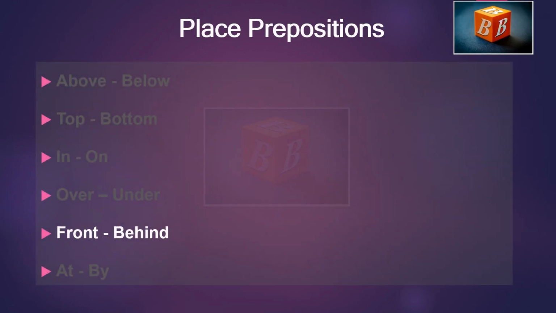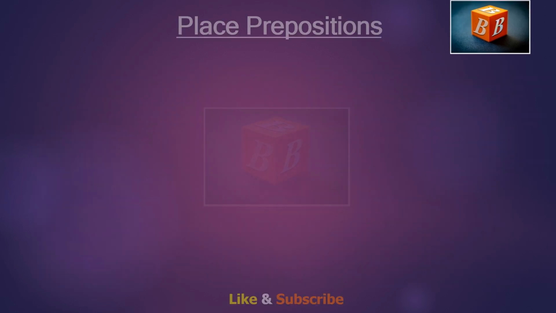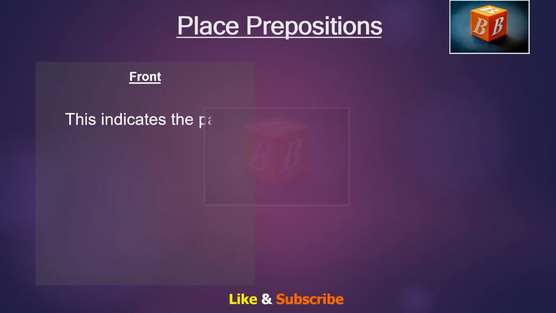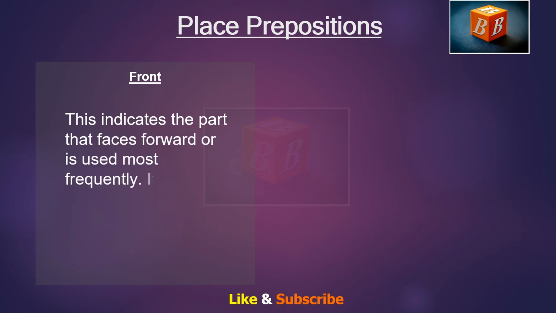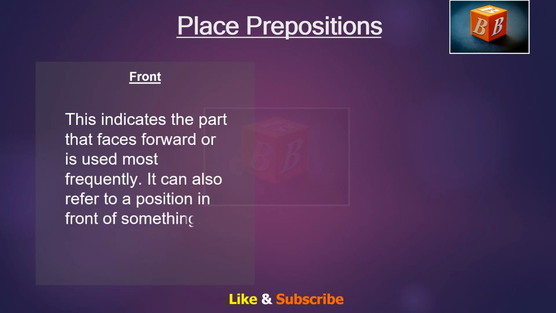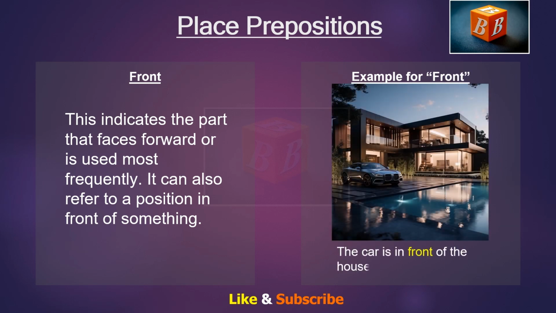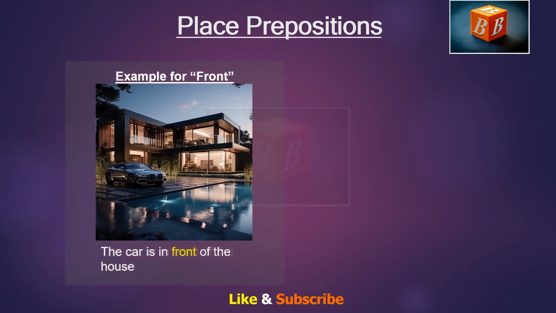With front and behind, we determine what's at the forefront and what's at the rear. Front. This indicates the part that faces forward or is used most frequently. It can also refer to a position in front of something. In the car is in front of the house, front indicates that the car is positioned at the nearest side, directly facing us, establishing a clear spatial relationship with the house.